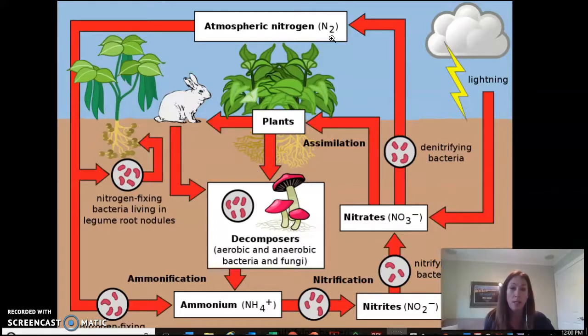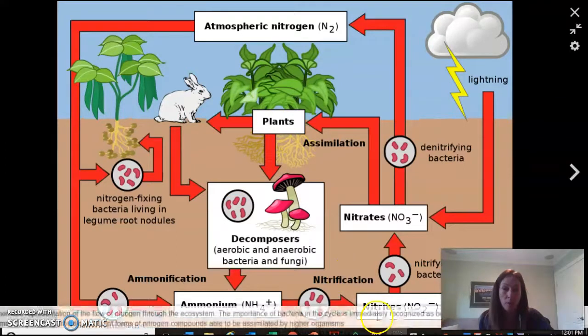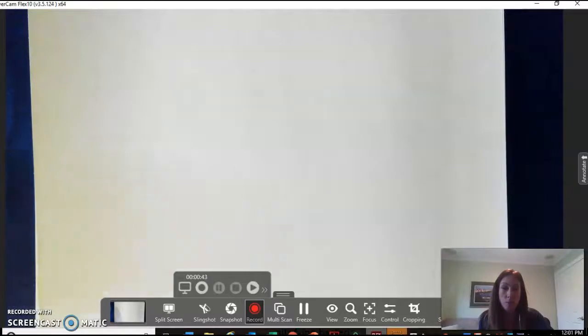Now taking a look at this diagram, you can see that this one is a lot more complicated than the phosphorus cycle. So I am going to shift gears here and actually draw this cycle out so that we can see how this atmospheric nitrogen gets converted into a type that can be used by plants, goes up through our plants, through our living organisms, and then gets cycled back to our atmosphere. So I'm going to shift gears here and try to draw this out.